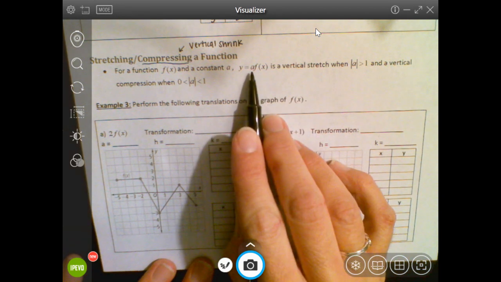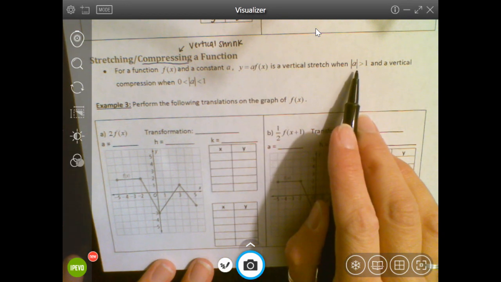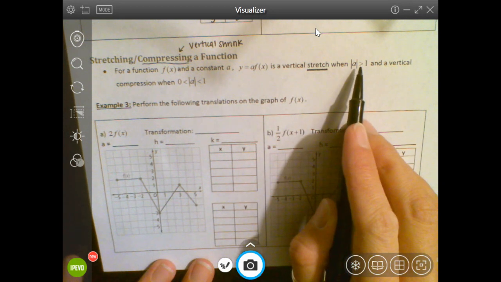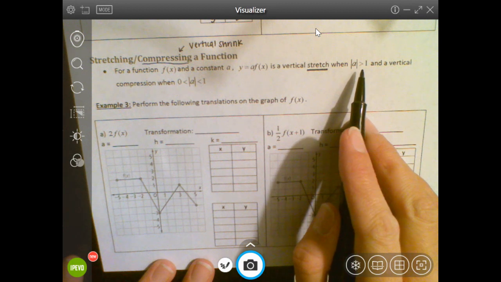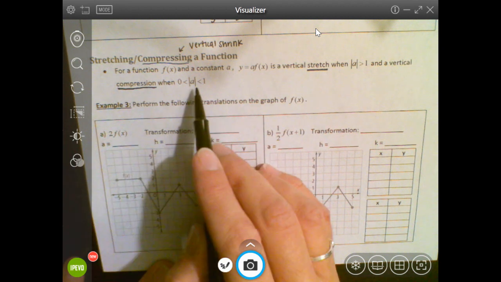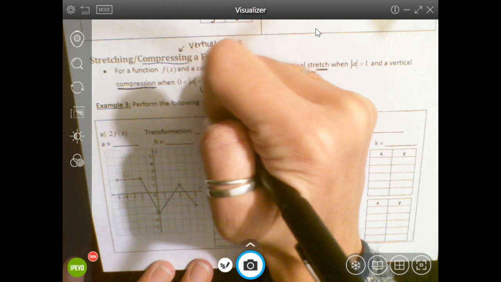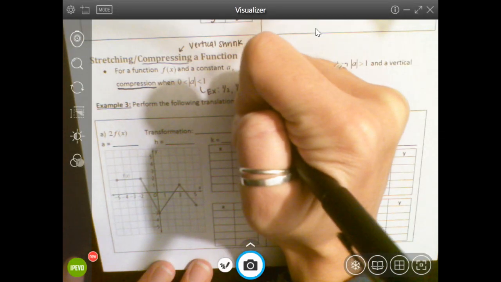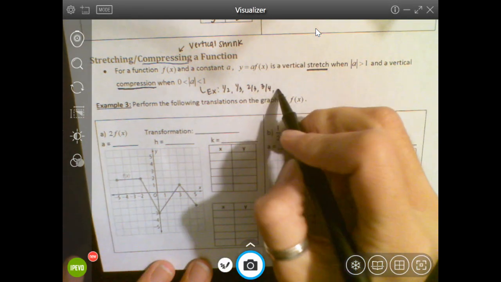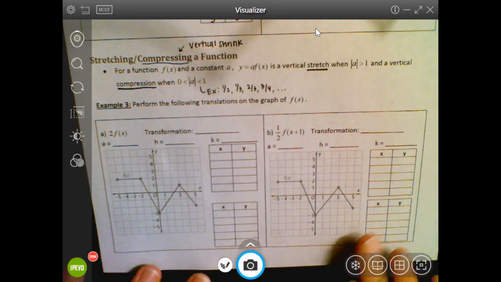Your A value is going to be found out in front of your general function being multiplied. And we know that there's going to be a vertical stretch when the absolute value of your A value is greater than 1. So it could be 2, it could be 3, it could be 10, it could be 100. And it's going to be a vertical compression or a vertical shrink when the absolute value of your A is between 0 and 1. For example, like 1/2, 1/3, 2/3, 3/4, those kind of fractions. As long as they're between 0 and 1, that would indicate that you're going to have some sort of vertical shrink or vertical compression.